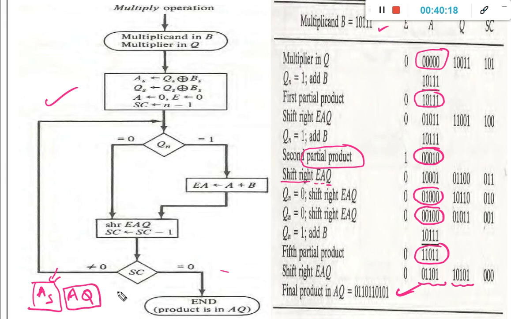So that is about the elaborate discussion regarding the multiplication of two signed magnitude represented binary numbers. Hope you understand the logic. That's all for now.